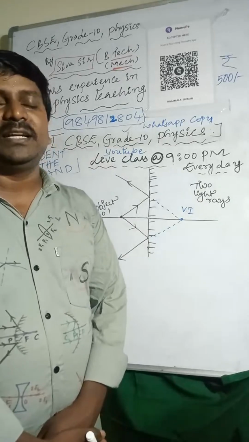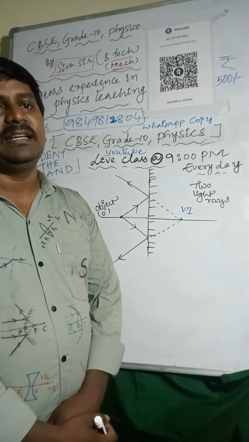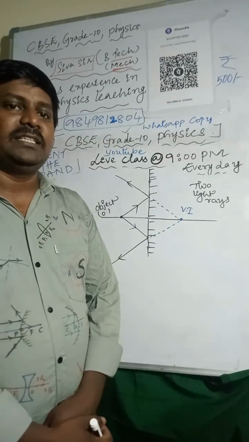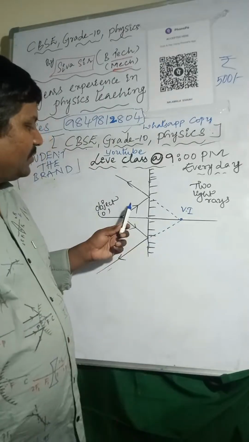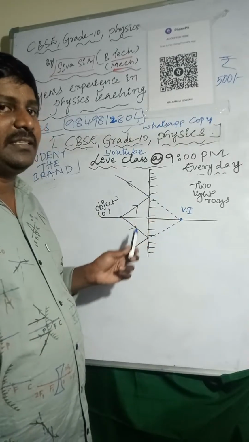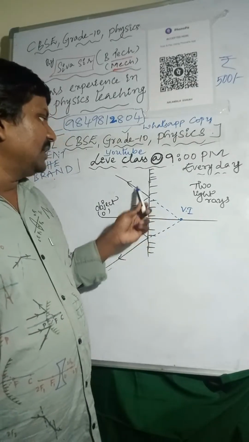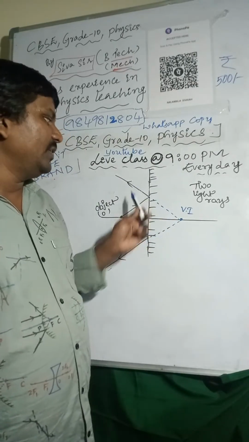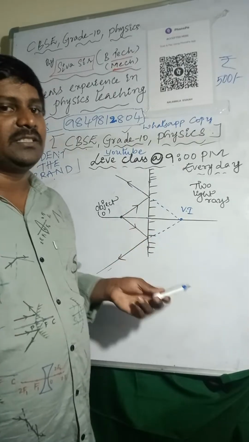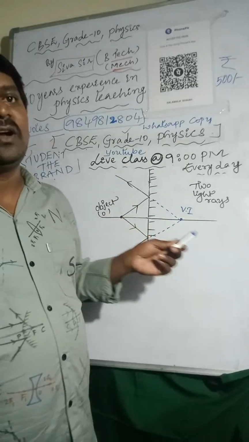The point of intersection of incident light rays is called real object. The point of intersection of extended reflected light rays is called virtual image.